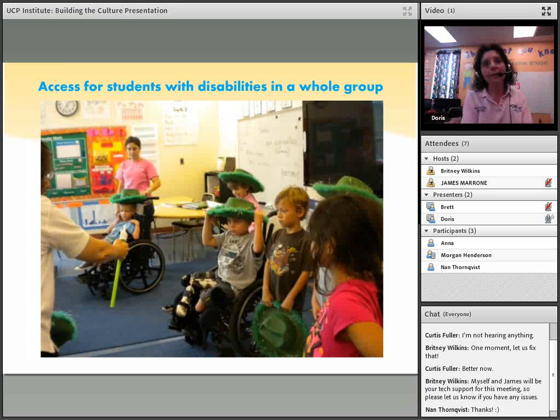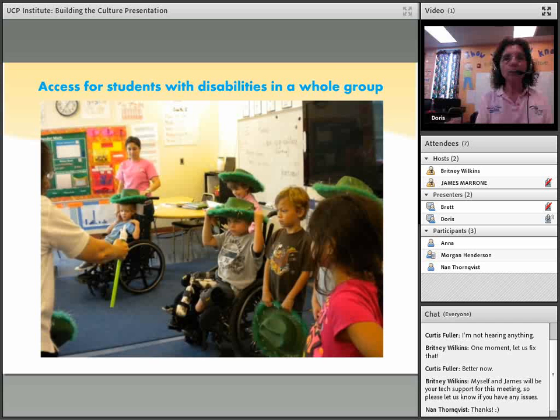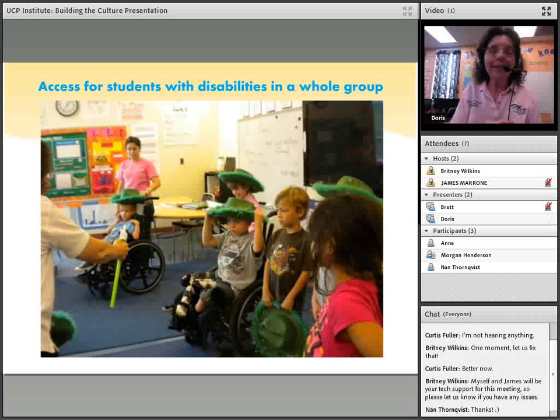And, of course, within a large group, and we do a lot of arts integration, so you're going to see them doing a little role-playing here, everyone is allowed and has access to that same activity. And so it might mean you got to move a few desks, and you've got to clear the area, and you got to make sure that someone is there to move a child that can't.